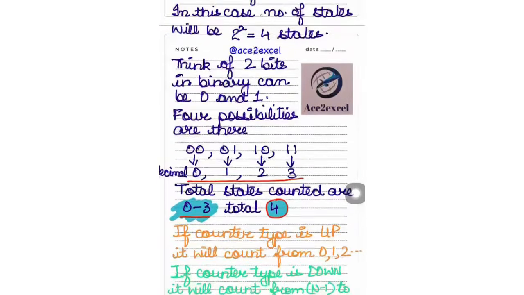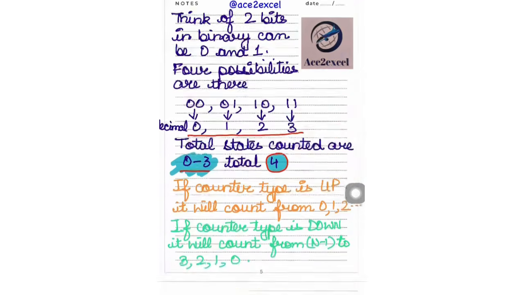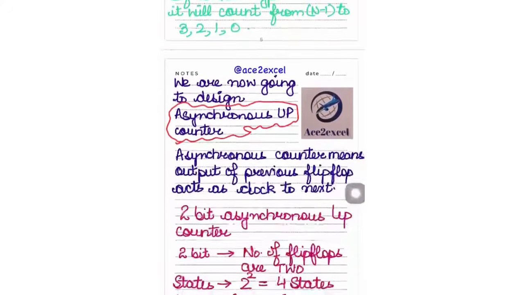Now, if I say mod 4, definitely binary is in two terms, 0 and 1. The 4 possible combinations are 00, 01, 10, 11. So total number of states it will count is 4, which is known as modulus. Modulus of 2-bit counter is mod 4 counter. If the counter is up, it will count 0, 1, 2, 3. If the counter is down, it will count 3, 2, 1, 0 and so on.